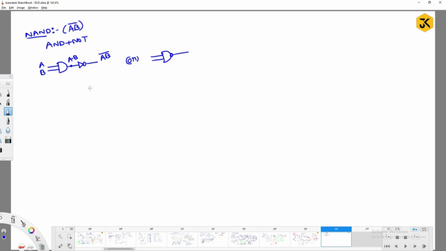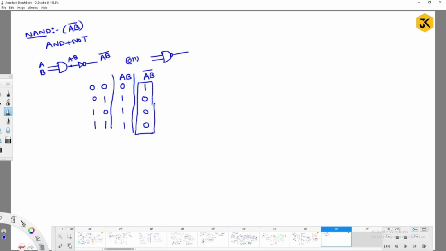If you give two inputs 0 0, 0 1, 1 0, 1 1, the truth table contains AB. AB means AND gate. AND gate is 0 0 0 1. So coming to NAND gate, that is AB complement, 1 1 1 0. When both inputs are low, my result will be high. In the remaining cases, my output will be low. That is the meaning of NAND gate.